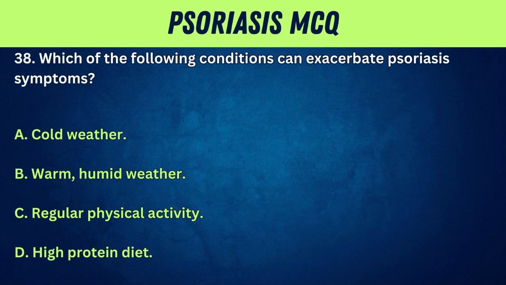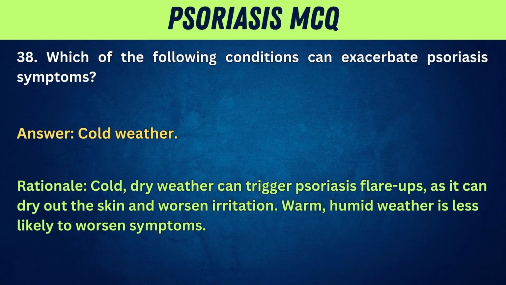38. Which of the following conditions can exacerbate psoriasis symptoms? A. Cold weather. B. Warm, humid weather. C. Regular physical activity. D. High-protein diet. Answer: cold weather. Rationale: cold, dry weather can trigger psoriasis flare-ups, as it can dry out the skin and worsen irritation. Warm, humid weather is less likely to worsen symptoms.